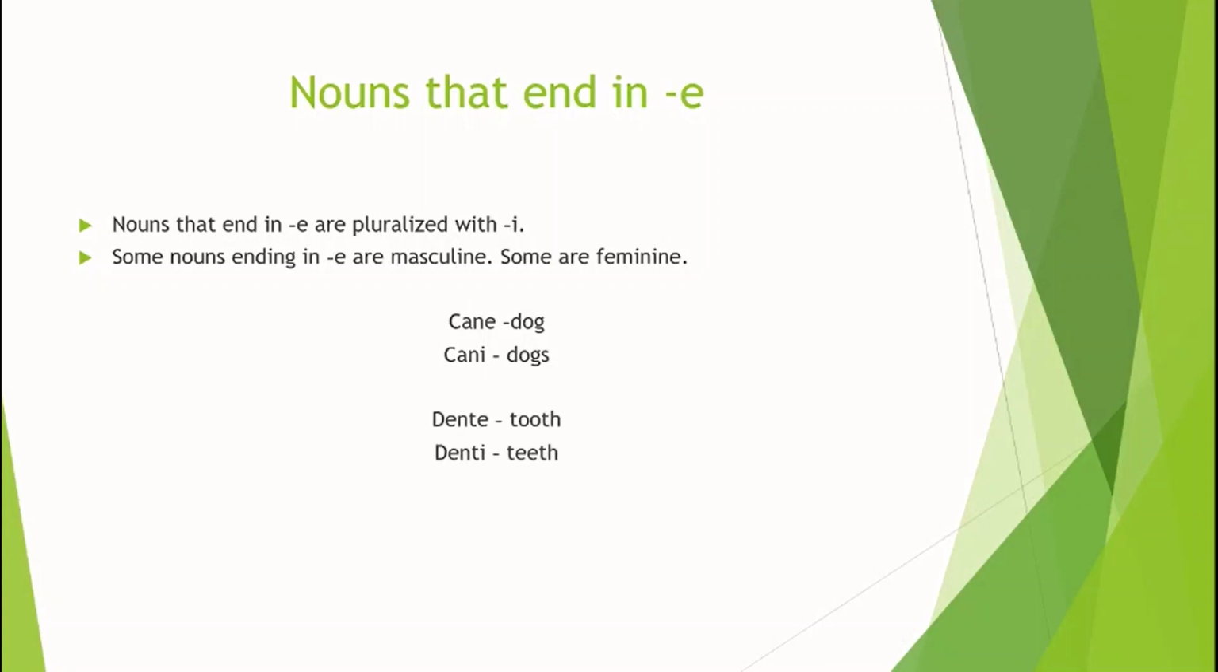Dente, tooth. Denti, teeth, right? So the E goes to I. Dente, denti. And that's also masculine. This one is feminine. Nave, ship. Navi, ships. That's a feminine noun, ends in E. So whether it's masculine or feminine, E goes to I in the plural.